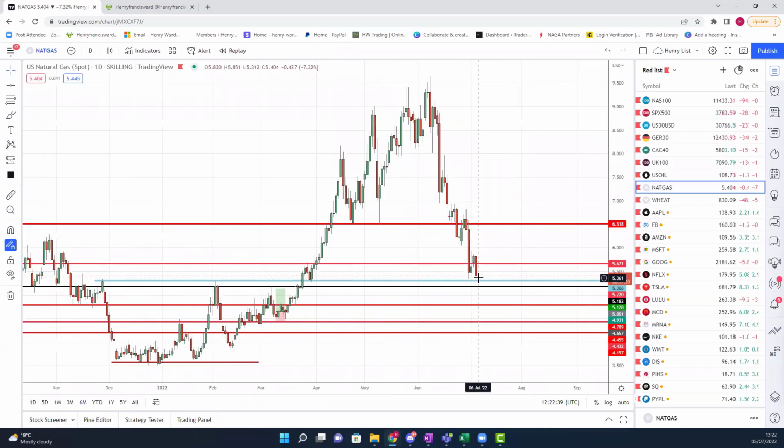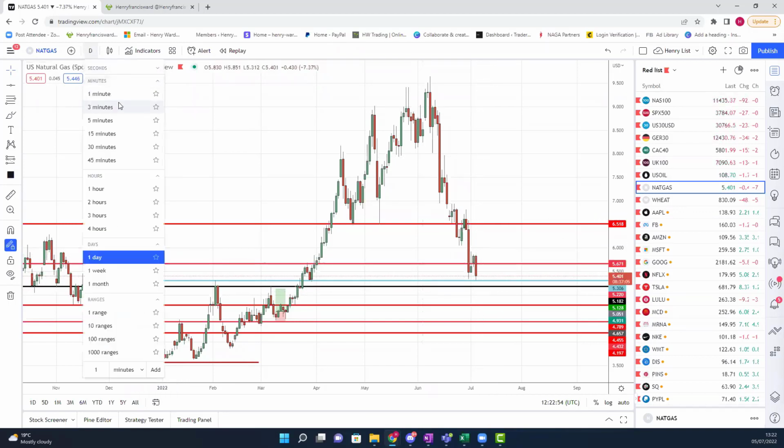So I'd actually expect this to drop further. Why? Because the bounce that we had here was non-existent, and it looks like there's more sellers in this market at the moment. We dropped down to the 4-hour.